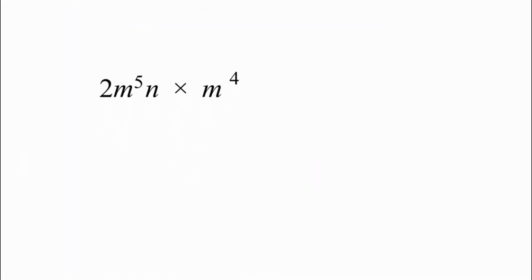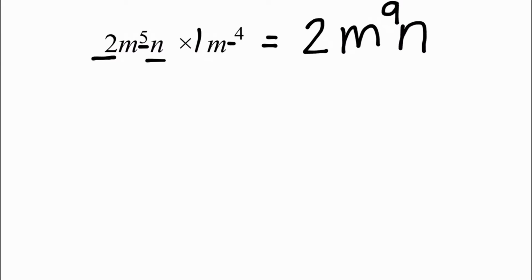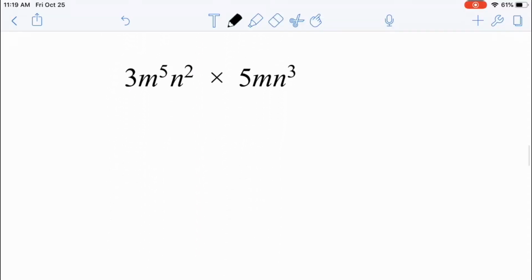Let's look at an example together. Now this one has a number. We're going to multiply that number first. There is a 1 here. Remember, those ones are invisible, so it just stays at 2. Here we have m next, m to the 5 and 4. So this becomes m to the 9th power. And there's only one n, so it stays like that. I hope that made sense. Go ahead and give this one a try, and then I'll come back and I'll explain it.